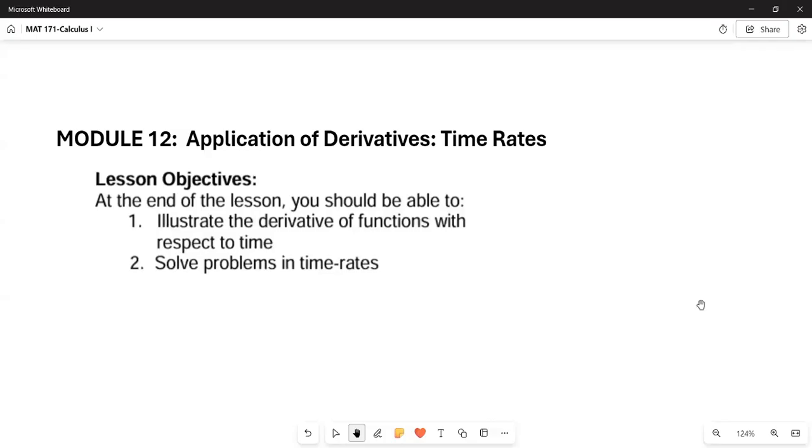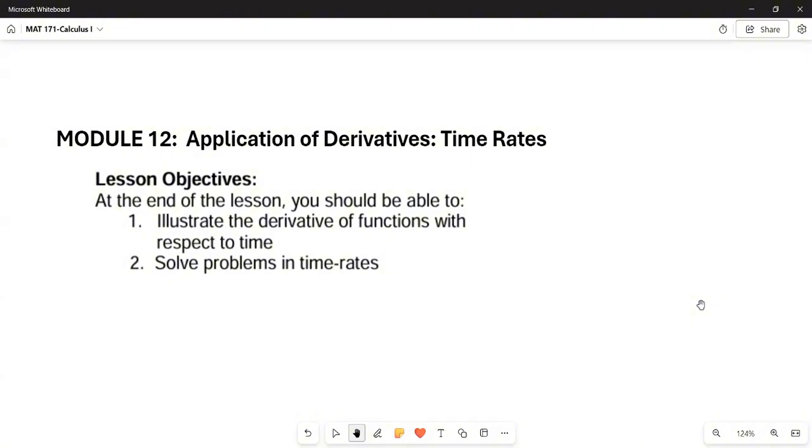Good day, everyone. So we have another module for Math 171, Calculus 1. We have Module 12 today, another application of derivatives, particularly time rates. So here in time rates, we will present first the lesson objectives before we proceed to the concept and solving problems related to time rates.